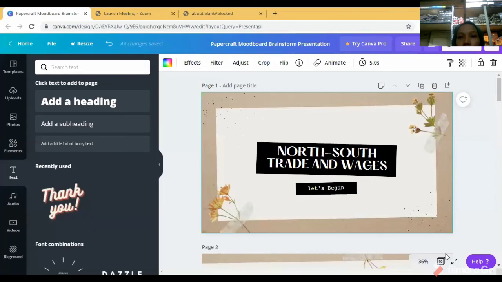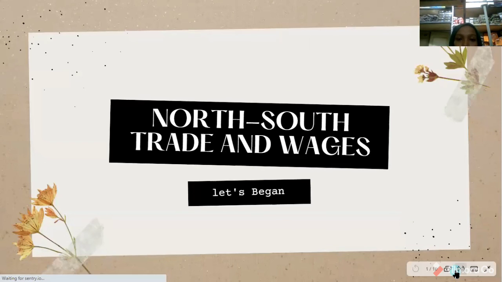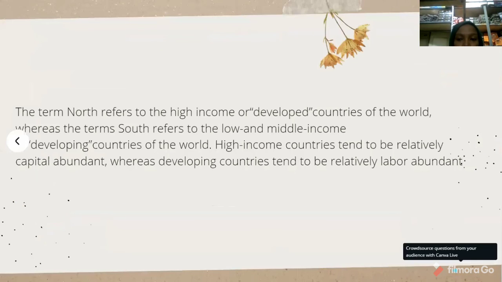So here I will continue my friend's explanation about North-South trade and wages. So in application of the Stolper-Samuelson, this is the question of North-South trade and wages. The term North refers to the high income or developed countries of the world, whereas the term South refers to the low and middle income or developing countries of the world. High income countries tend to be relatively capital abundant, whereas developing countries tend to be relatively labor abundant.